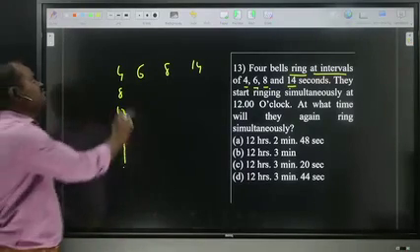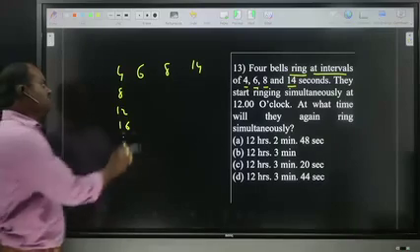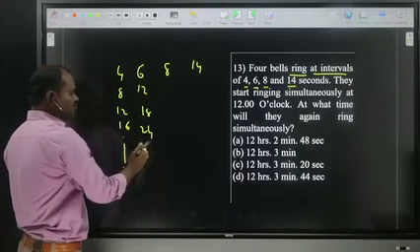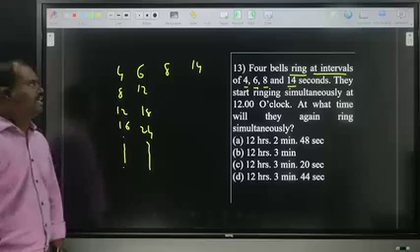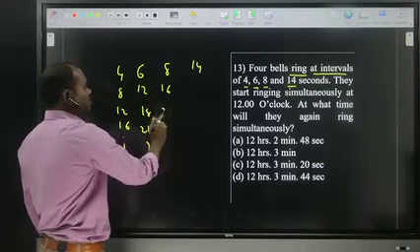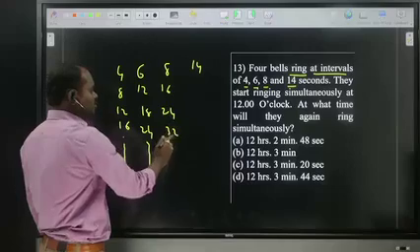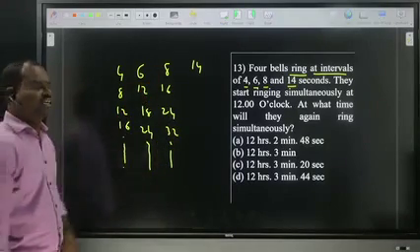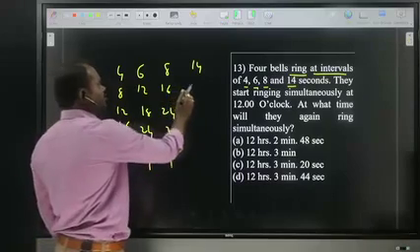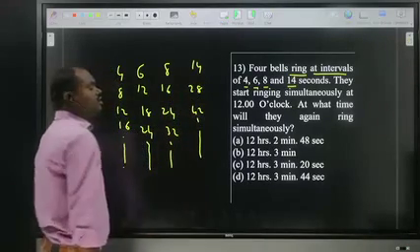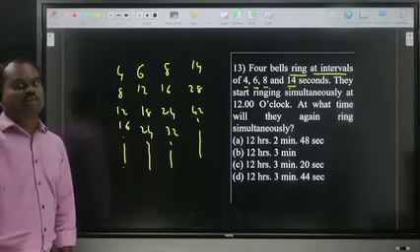The second bell rings every 6 seconds, so next 12, 18, 24, in such a way. The third rings every 8 seconds: 16, 24, 32. The fourth rings every 14 seconds: 14 plus 14 is 28, next 42. That way the process continues.